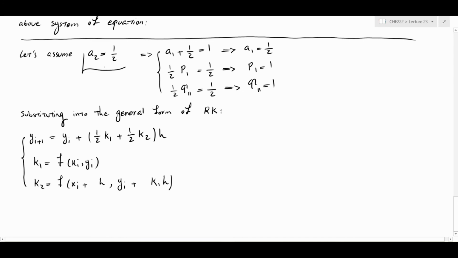And if we look at this more carefully, xi plus h is xi plus 1, and yi plus k1 times h is actually what we define as yi plus 1 asterisk in the Heun's method. So we can recognize that this is in fact the formula that we derived for the Heun's method.